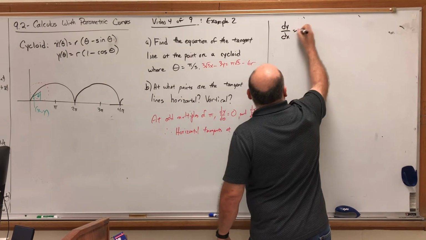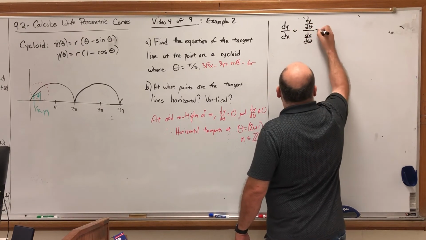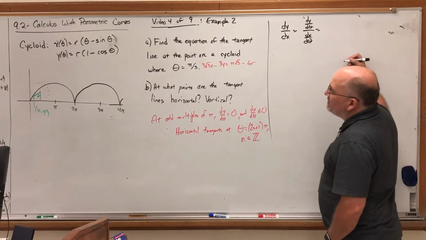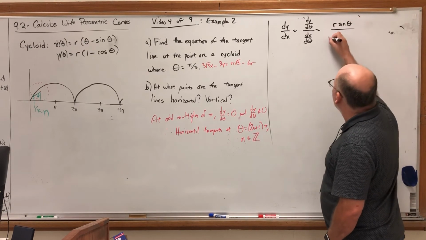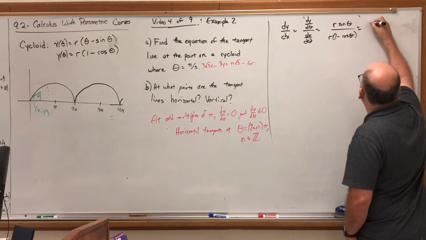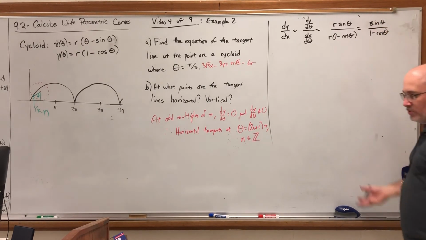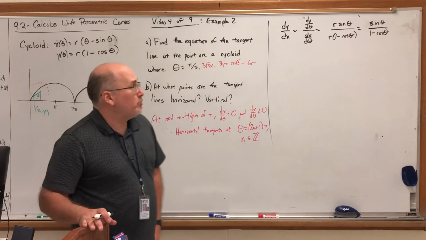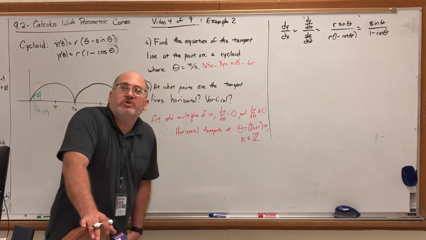Recall that dy/dx is dy/d theta over dx/d theta. We used that in the first part of this question, part A. Our dy/d theta was r sine theta. Our dx/d theta was r times 1 minus cosine theta. The r's cancel, and we have sine theta over 1 minus cosine theta. And we want to know what this equals at even multiples of pi, because that's what made both sides 0 simultaneously. Wait a second. Both sides are 0 simultaneously.